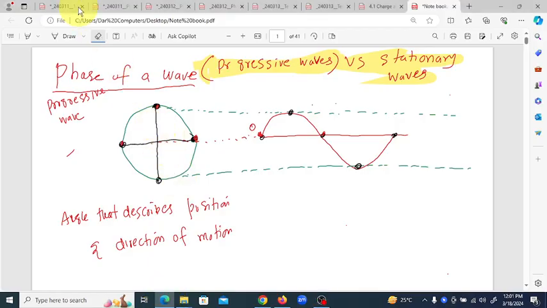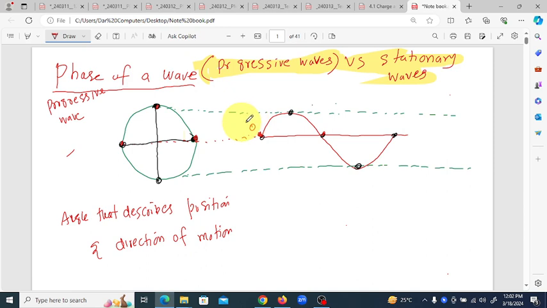Hello dear students, in this video I am going to explain the phase of a wave, and then I compare it with the progressive wave and the stationary wave, and I find the phase difference. Okay, let me define the phase of a wave. Phase is actually the angle that describes the position and direction of motion of any particle.